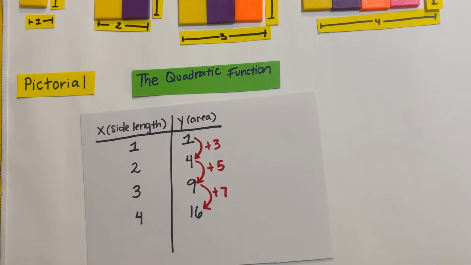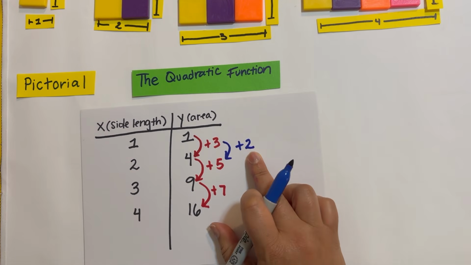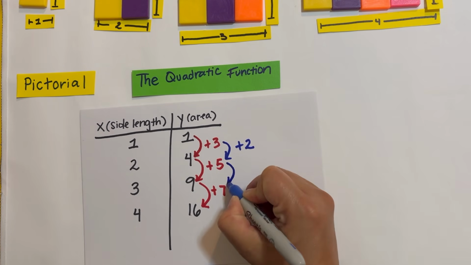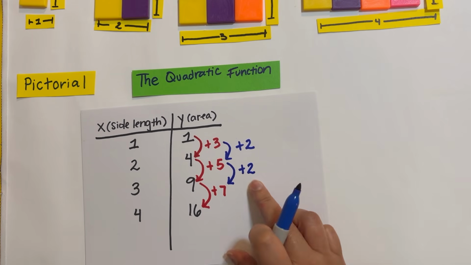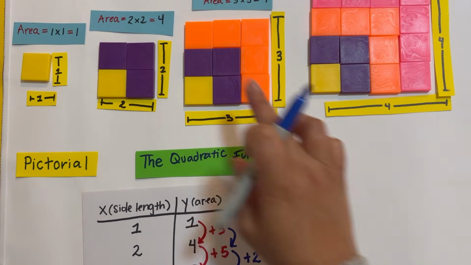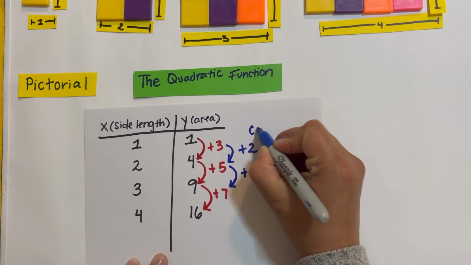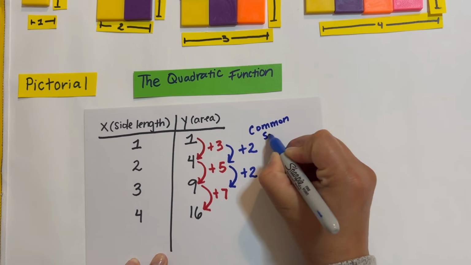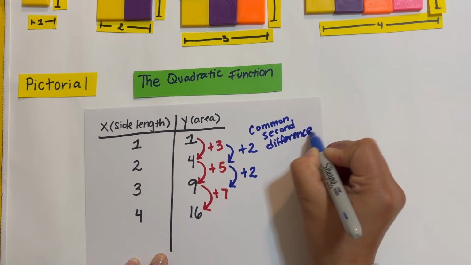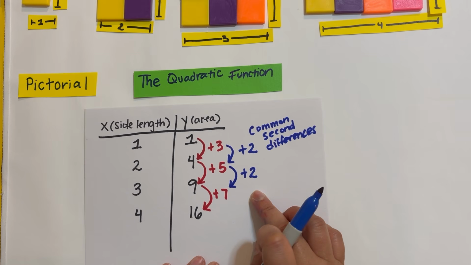From 3 to 5, we added 2 to the dimension, 1 column and 1 row. From 5 to 7, we also added 2, 1 column and 1 row to the square. This here is called common second differences. Quadratic functions always have common second differences.